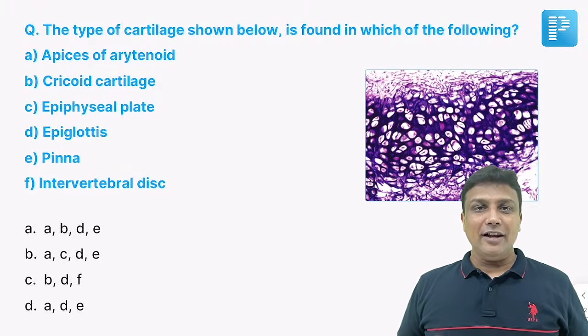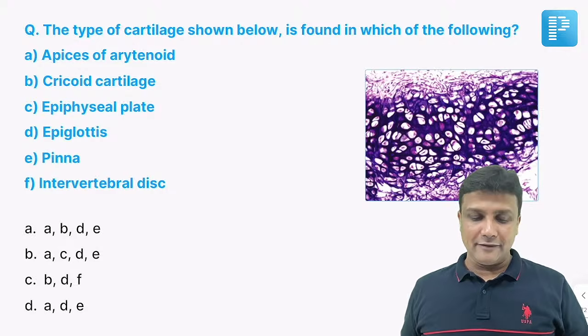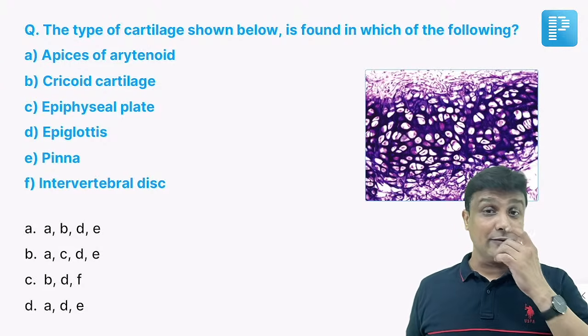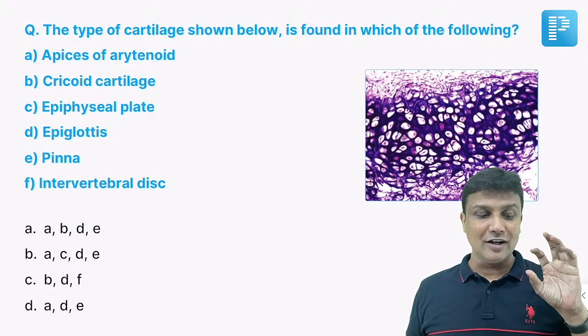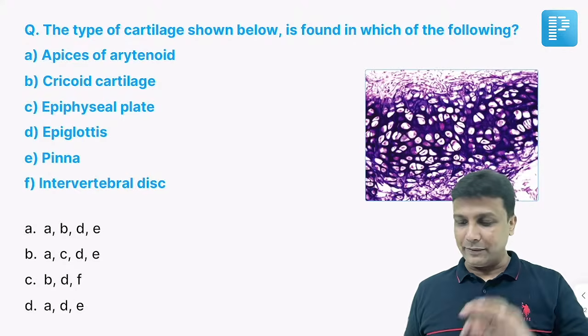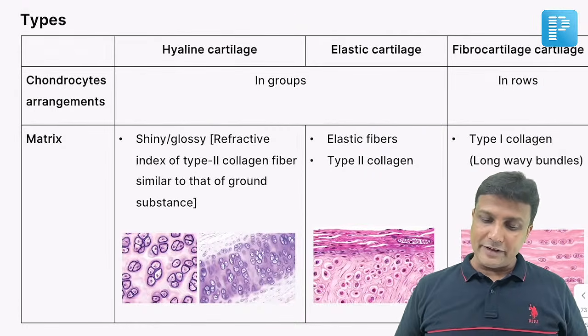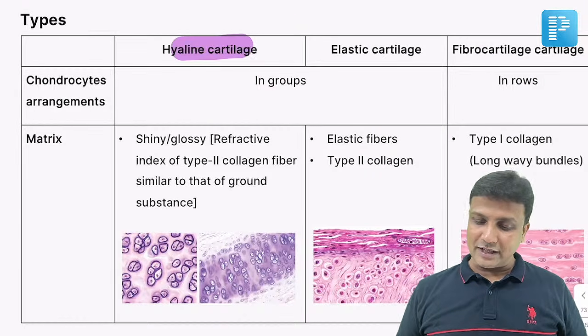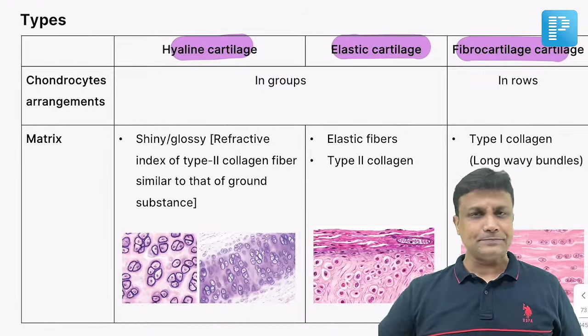The type of cartilage shown below is found in which of the following? First, you try to identify which type of cartilage it is. We have three categories of cartilage: hyaline, elastic, and fibrous cartilage. So there will be three types of cartilage: hyaline cartilage, elastic cartilage, and fibrous cartilage.